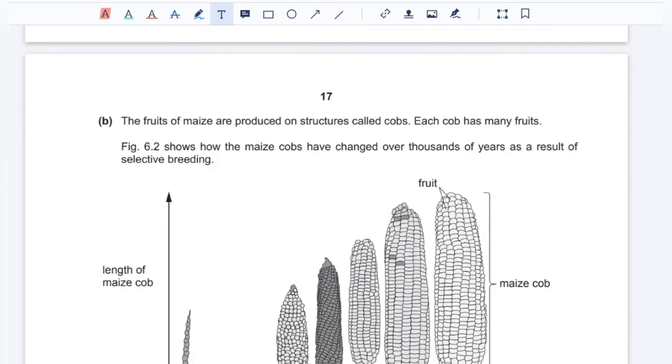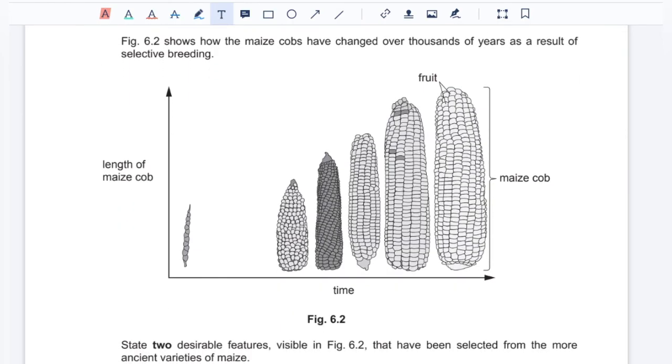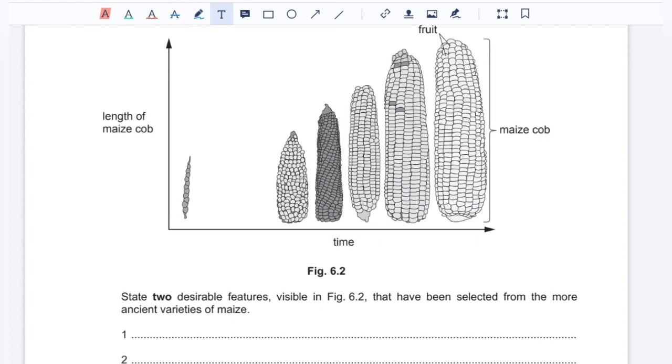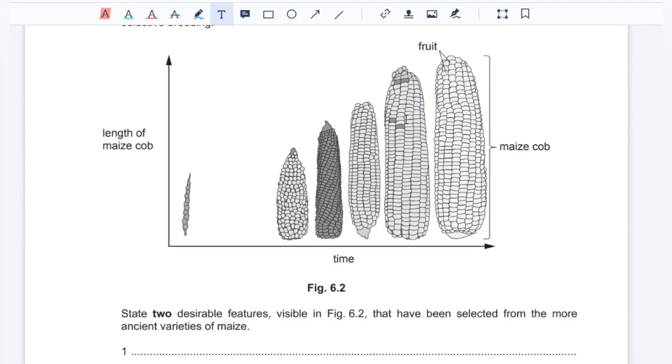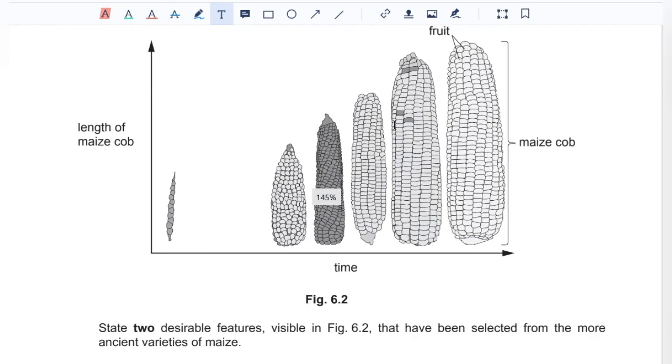B. The fruits of maize are produced on structures called cobs. Each cob has many fruits. Figure 6.2 shows how the maize cobs have changed over thousands of years as a result of selective breeding. State 2 desirable features visible in Figure 6.2 that have been selected from the more ancient varieties of maize. So as you can see, as time is passing, the size of the cob on which the fruit grows is increasing, as well as the number of fruits on each cob, because earlier the shaded or darker regions could mean that the fruit are not present in particular spots of the cob.